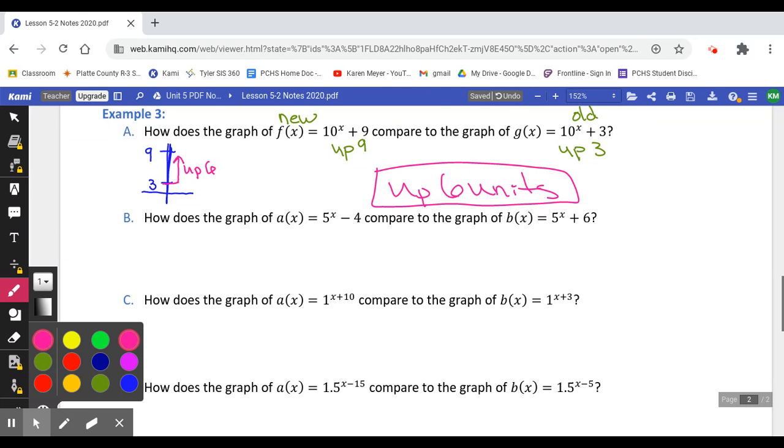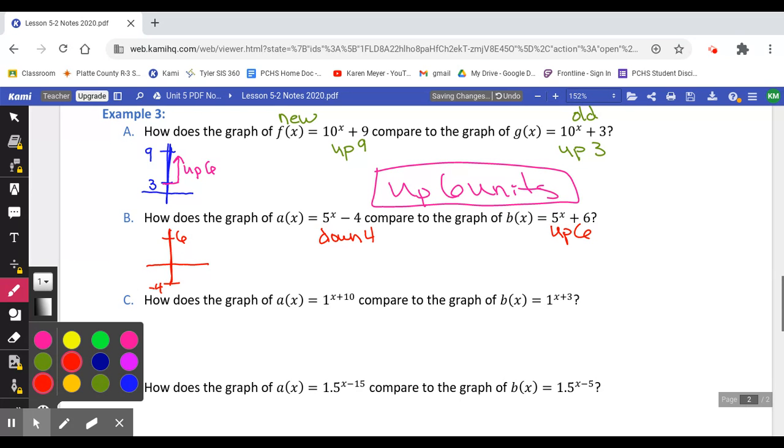Okay, next one. Once again, if I look at the old one first, it says plus 6. That's a big number. If it's a big number, that means up or down. And if it's positive, we're going to say up 6. On the second one, that's a negative 4. So that's a big number. So we're going to say down 4. So I'll make my little sketch here, focusing on the vertical. So here's 6, and here's negative 4.